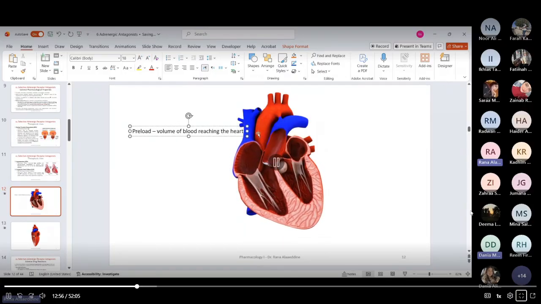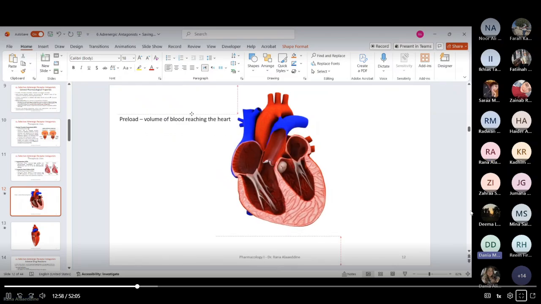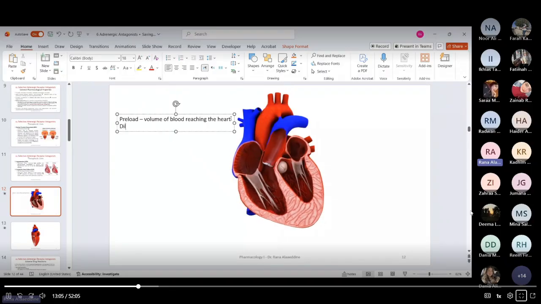So guys, it's done by constricting the vessels. No, the opposite. We dilate them. Yes, exactly. So through dilation. But guys, the preload, the amount of blood coming into the heart, is it related to the veins or the arteries?